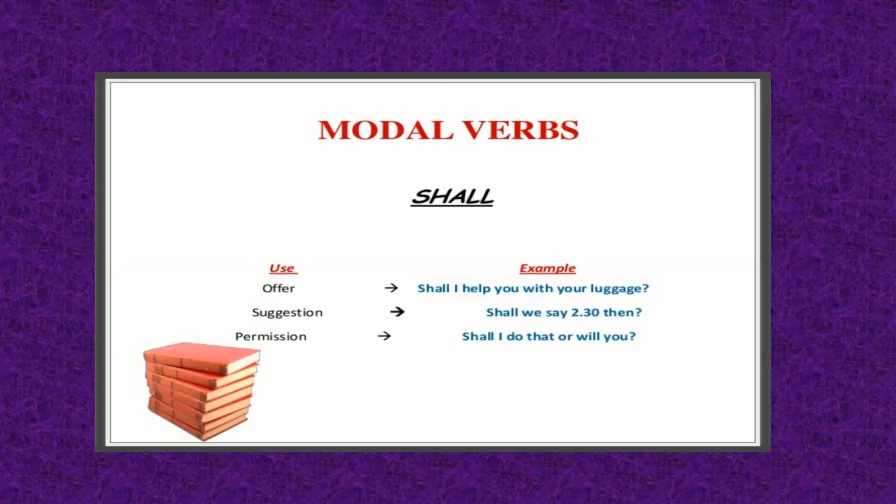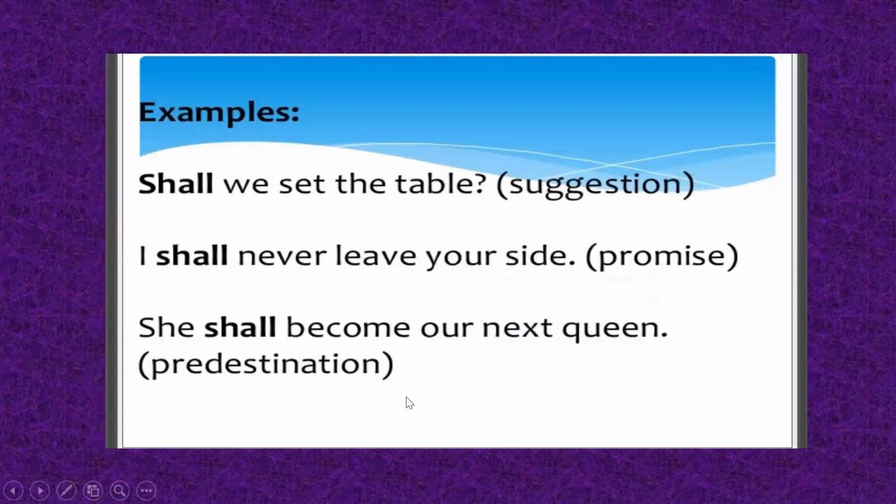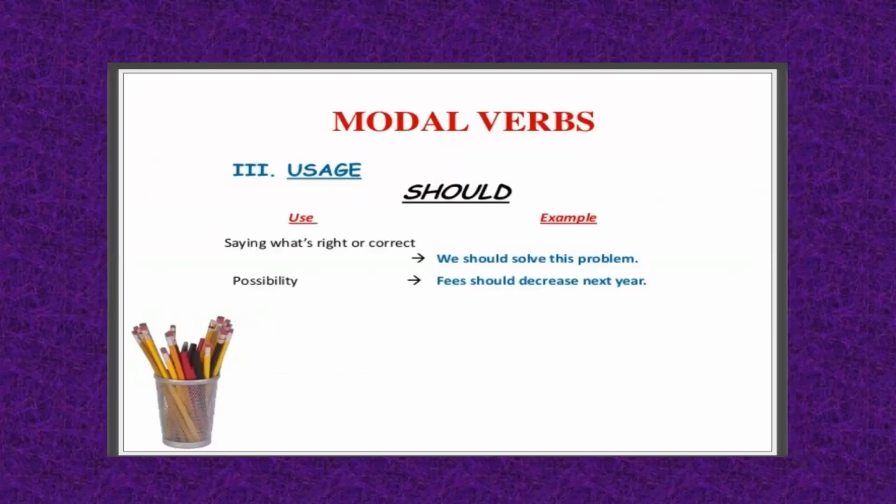Okay. Now asking for a permission. Shall I do that or will you? So it's a permission, right? And again, you can see in both the sentences, we, first person, and I again is a first person. So this is a very specific exceptional part that you have to remember, that shall is only used with first person. Some more examples are there. Shall we set the table? Okay. I shall never leave you aside. Now let's leave the third one.